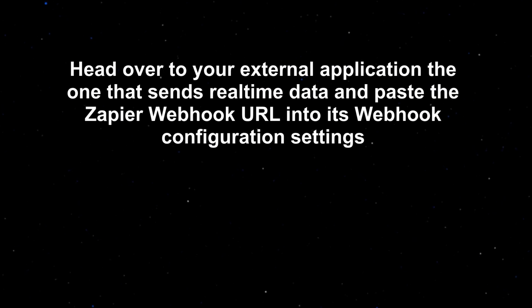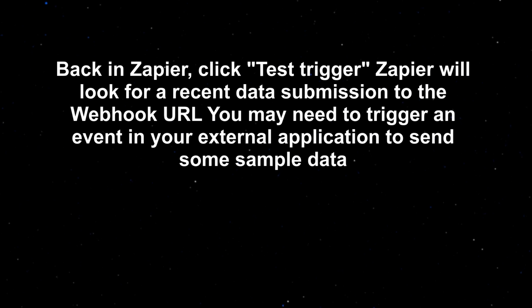Head over to your external application, the one that sends real-time data, and paste the Zapier webhook URL into its webhook configuration settings. Back in Zapier, click Test Trigger. Zapier will look for recent data submission to the webhook URL. You may need to trigger an event in your external application to send some sample data.